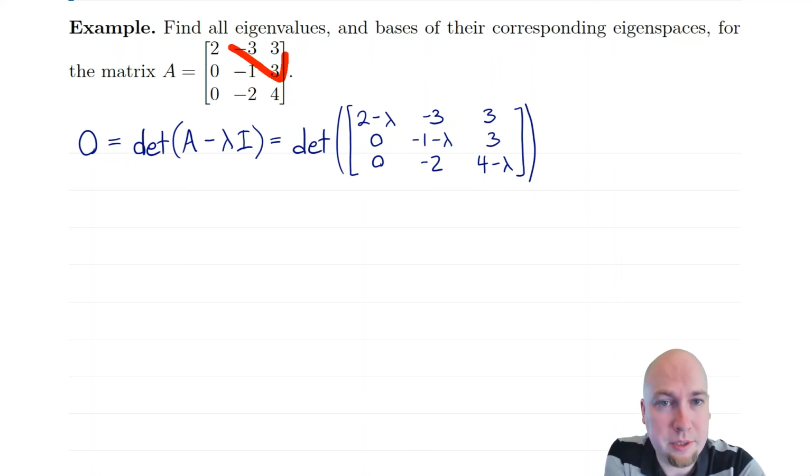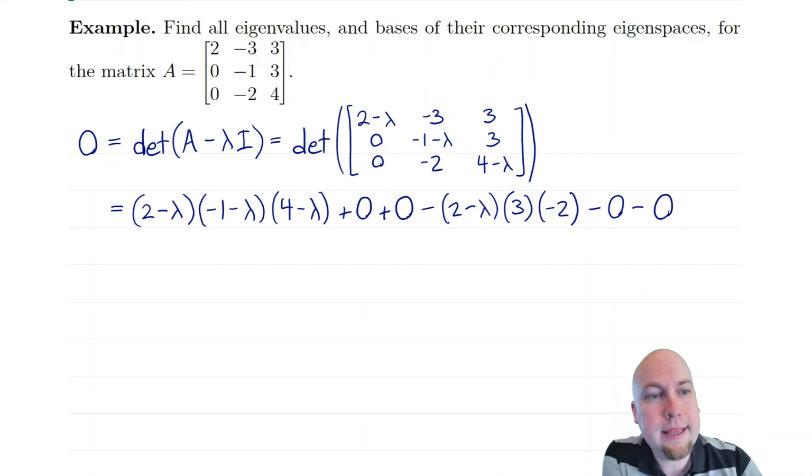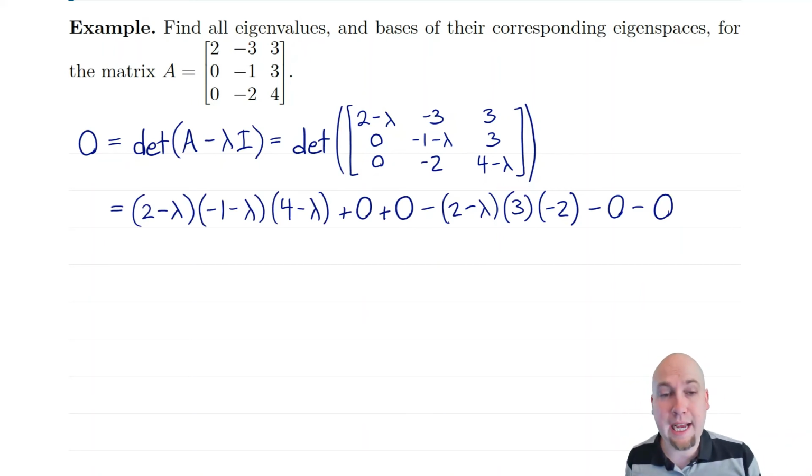So the minus 3, 3, 3, that all stays the same. The 0, 0, minus 2, that all stays the same. And the diagonal entries just get a lambda subtracted from them. And then because this matrix is 3 by 3, we have an explicit formula, right? Product of the diagonal entries, and then the next forward diagonal is going to be 0, and then the next forward diagonal is going to be 0 as well.